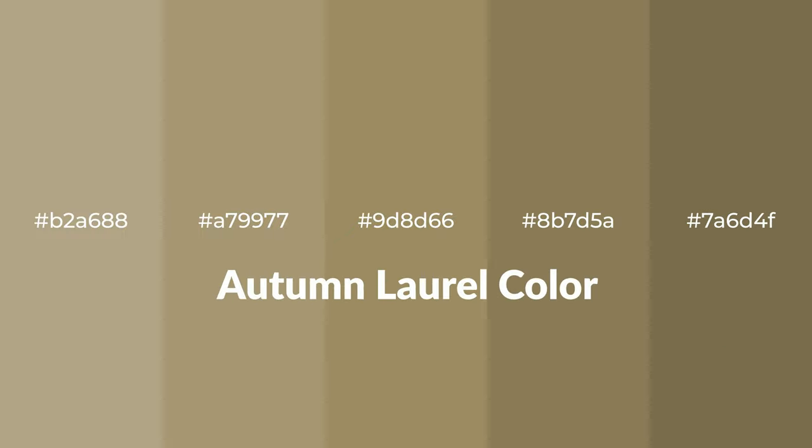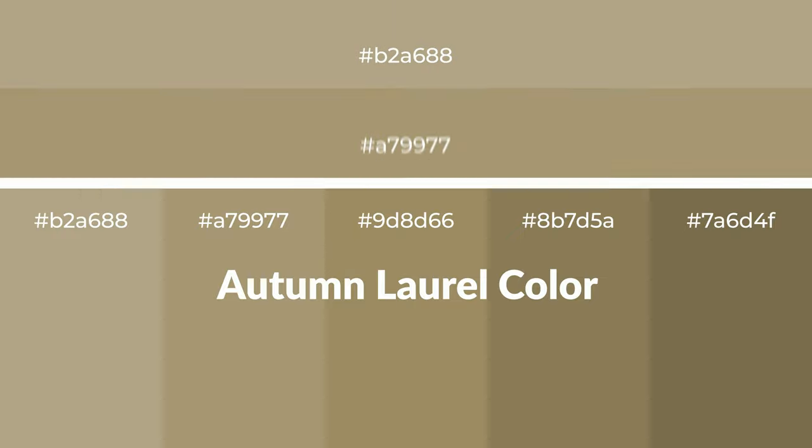Warm shades of autumn laurel color with brown hue for your next project. To generate tints of a color, we add white to the color. And tints create light and exquisite emotions. To generate shades of a color, we add black to the color, and it is used in patterns, 3D effects. Layers and shades create depth and drama.